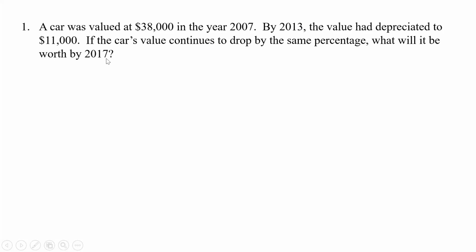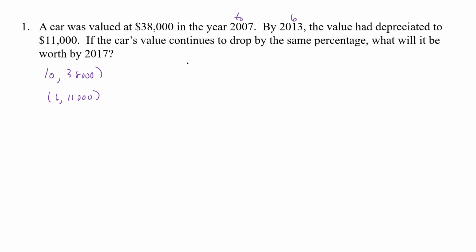Well, I think what we're going to have to do is say this is t = 0, and so this is our initial value. That's going to give us the point (0, 38,000). And then by 2013, that's 6 years later, so that's t = 6, and it's going to be down to 11,000. So that gives us those 2 points.